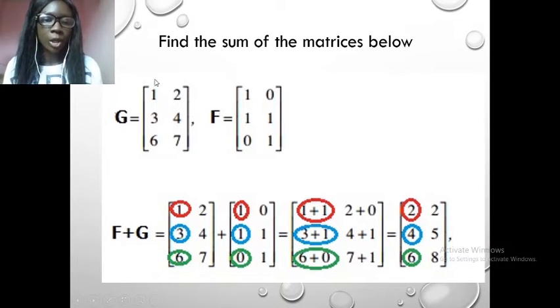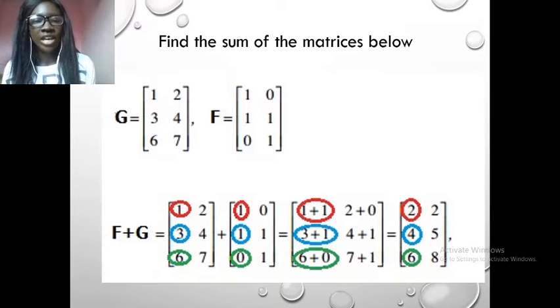Now let's check the columns. For matrix G, one column is 1 3 6 and the other column is 2 4 7. So we have 2 columns in matrix G. The same thing in matrix F, we have 2 columns. So our matrix G and matrix F have the same dimension: 3 rows and 2 columns. And we call it a 3 by 2 matrix.